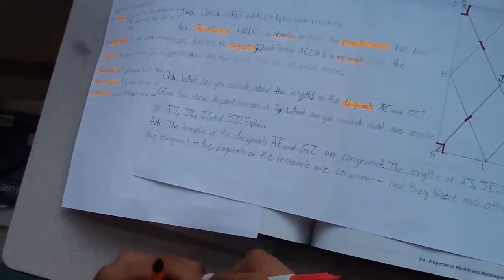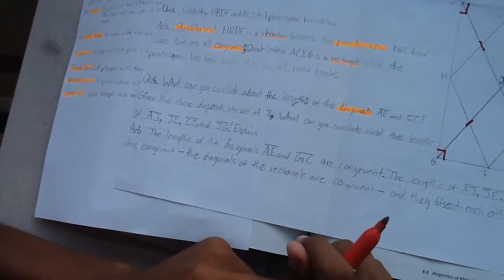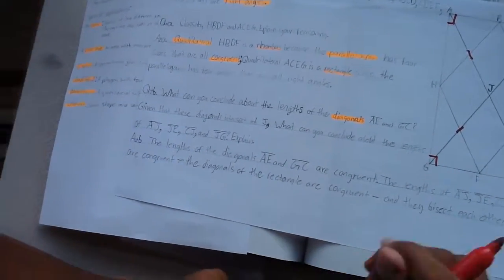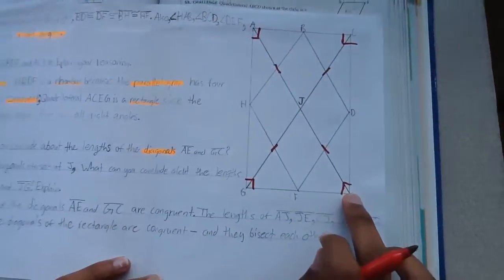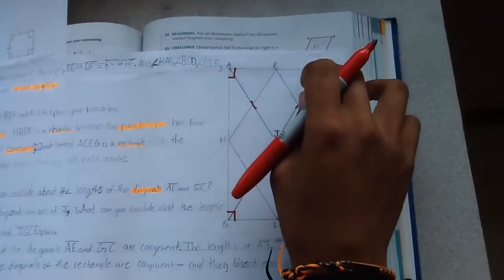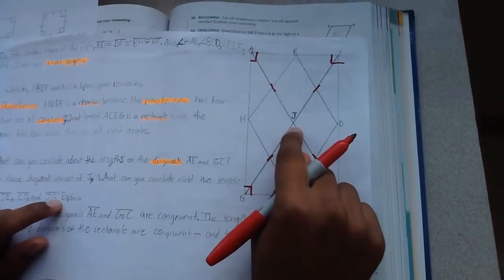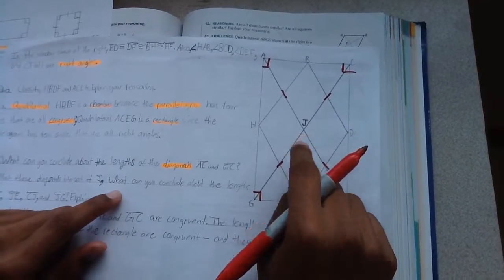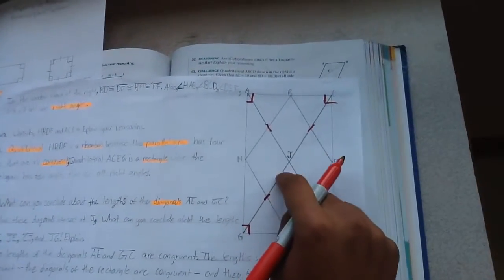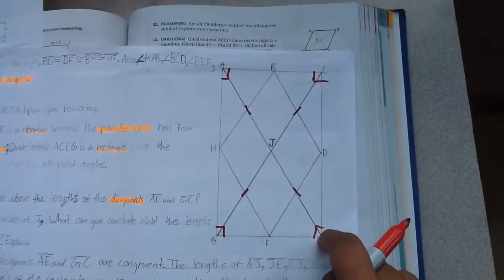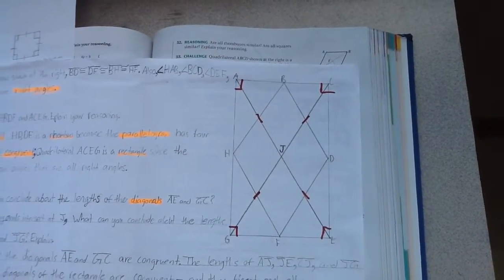Now, on to question B. What can you conclude about the lengths of the diagonals AE, which is from here to here, and GC, which is from here to here? Given that these diagonals intersect at J, which is the center of the window, what can you conclude about the lengths of AJ, JE, CJ, and JG? And explain.